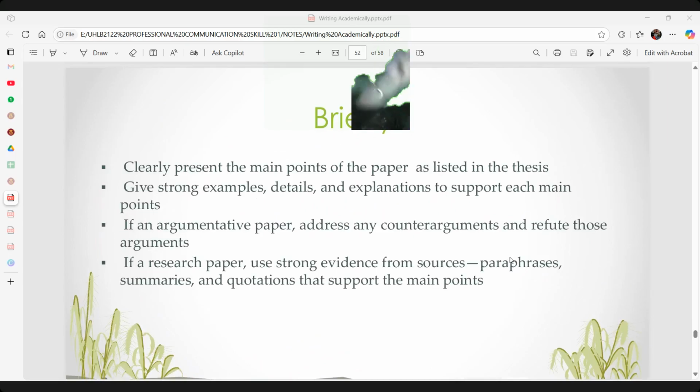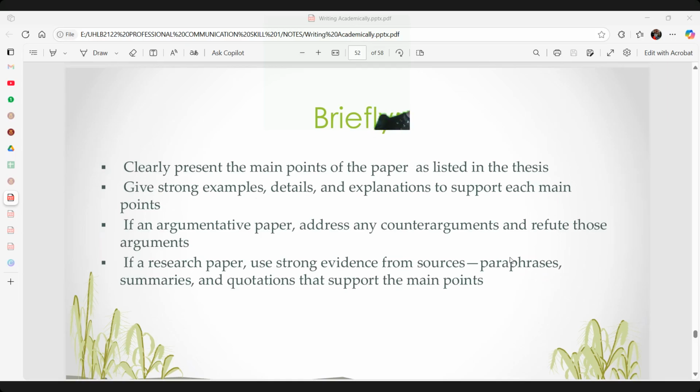So remember, whatever you have written in your thesis has to tally with your body paragraph. But if it does not tally, then one should change the main idea. Give strong examples, details, and explanations to support each main point. So you cannot just have the main idea without any explanation, right? That equals 0 for my class.